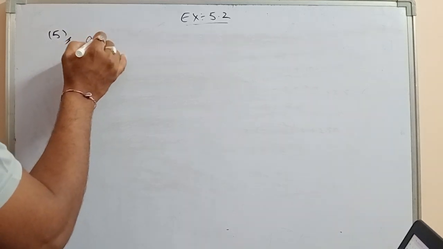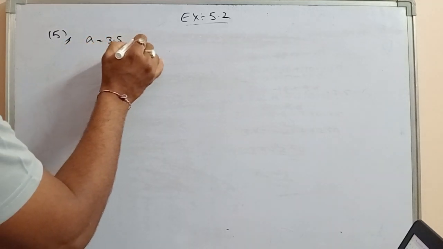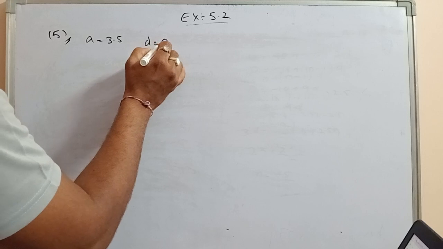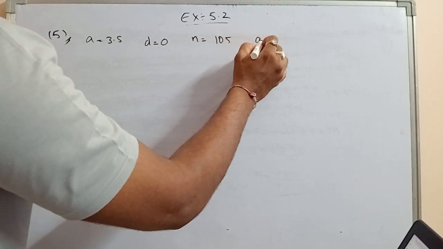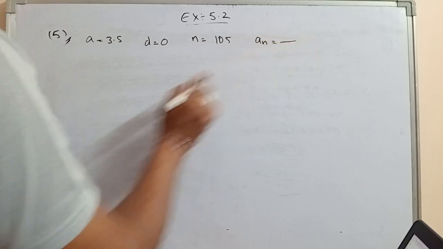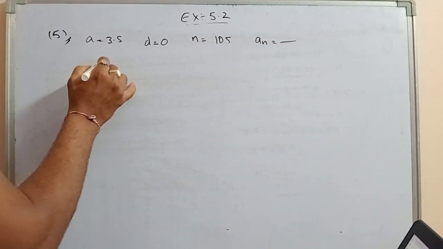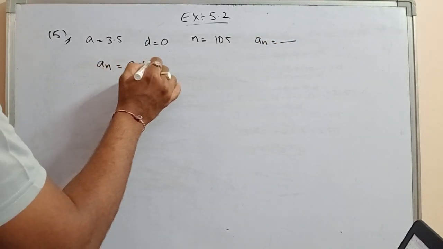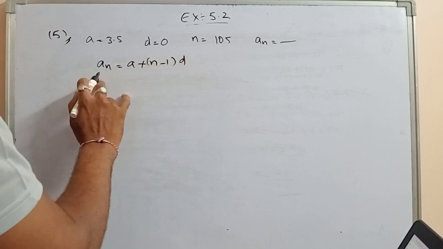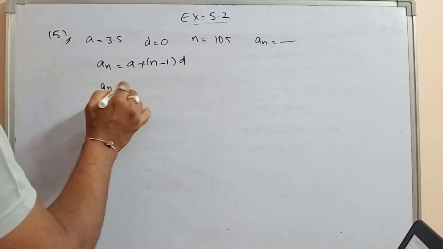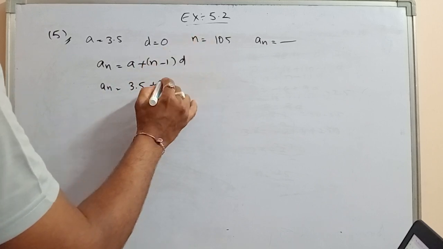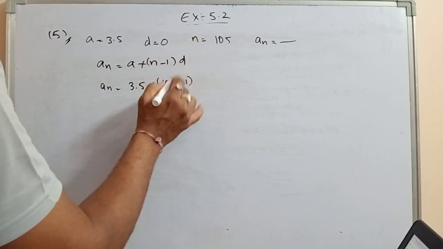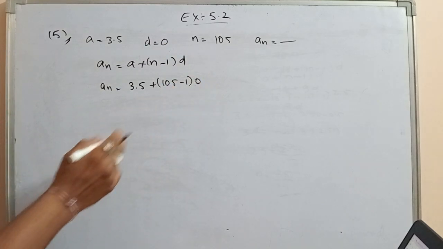Fifth one. We have the value of a is 3.5 and the value d is 0. The value of n is 105 and the value an we don't know. So by using the same formula, an is equal to a plus n minus 1 into d. An is equal to, what is the value of a? 3.5 plus n minus 1. N is 105 minus 1 into, what is the value of d? 0. It will be very easy.